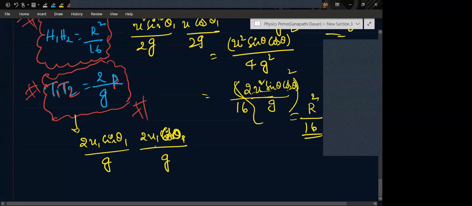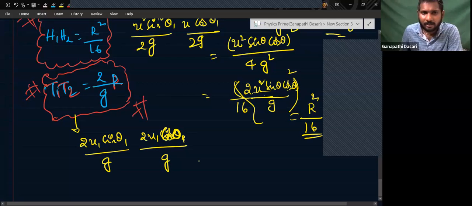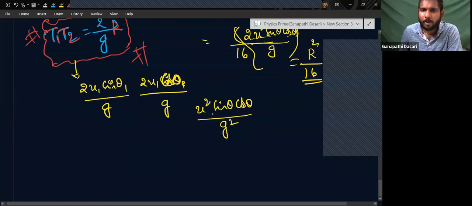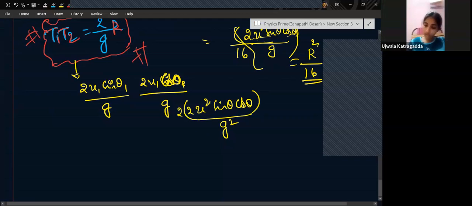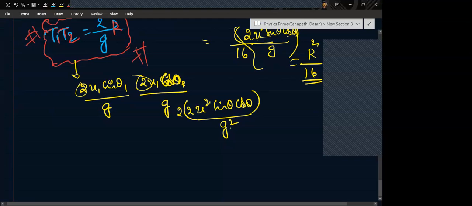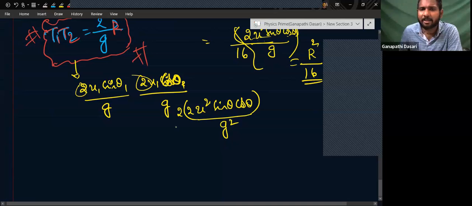By g. So if you multiply, what will happen here? u square sin theta cos theta by g square. So u square sin theta cos theta into 4. Into 4 can be written as 2 into 2, isn't it? This 2 into 2 is 4, and I took only one 2 in common. So 2u square sin theta cos theta by g square. G square I am writing as g into g.